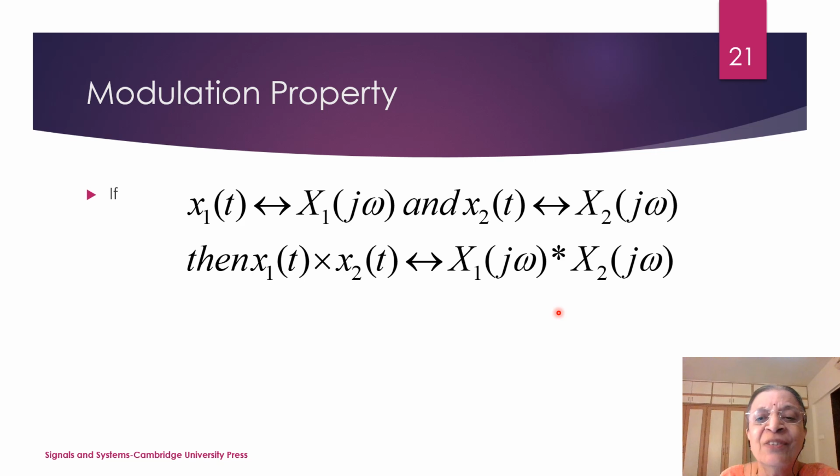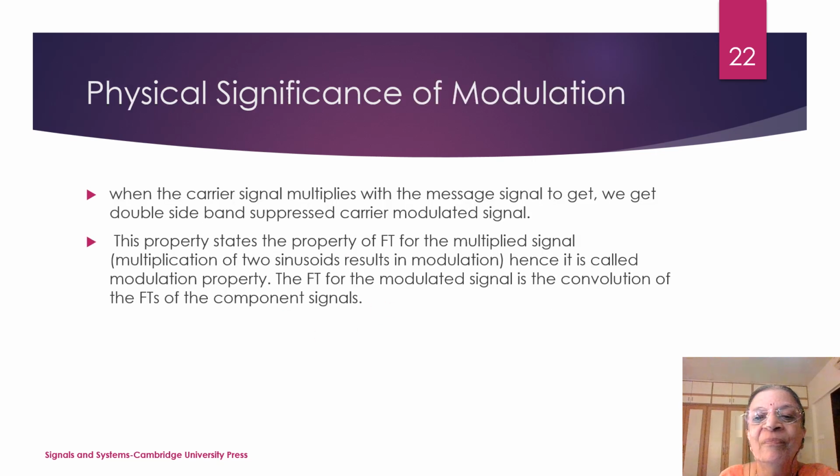That is why it is actually called the modulation property, because this is made use of in modulation. Physical significance of modulation: when the carrier signal multiplies with the message signal, we get the double sideband suppressed carrier modulated signal. This property says that the Fourier transform of the multiplied signal, which is the modulated signal, is the convolution of the Fourier transforms of the component signals. That is why it is called the modulation property.